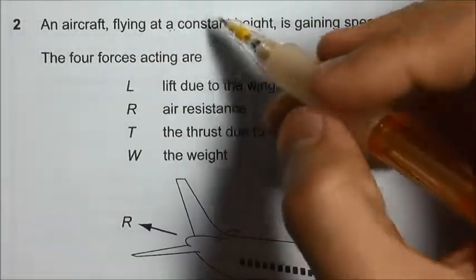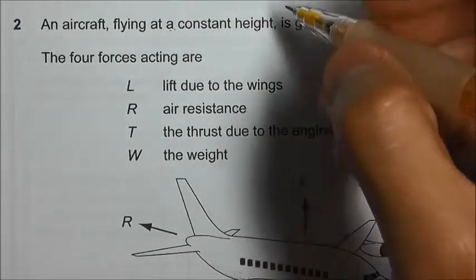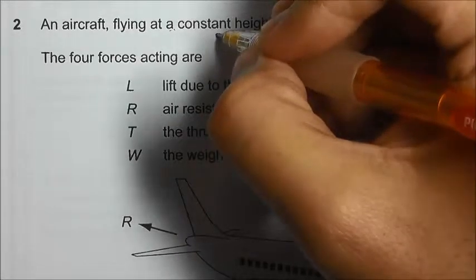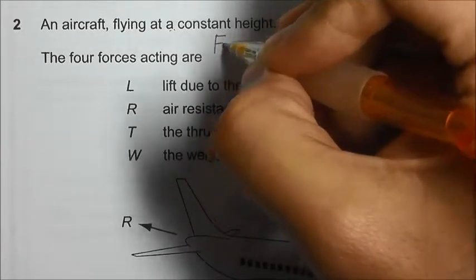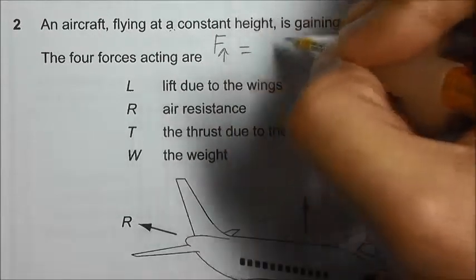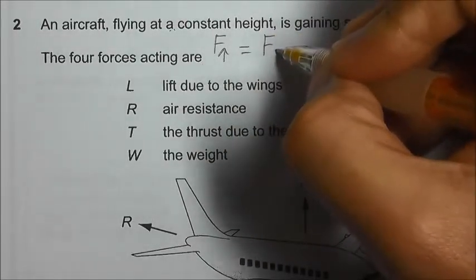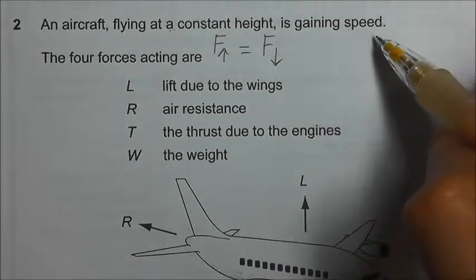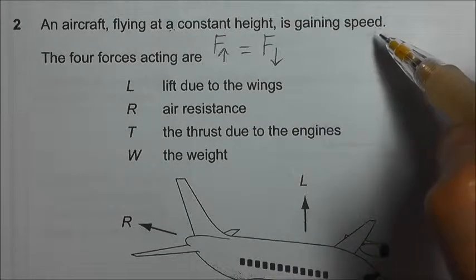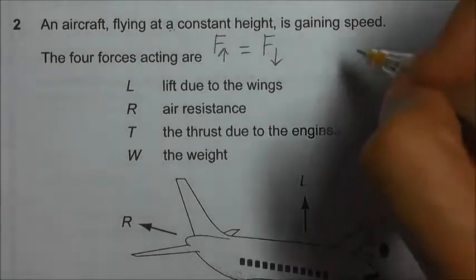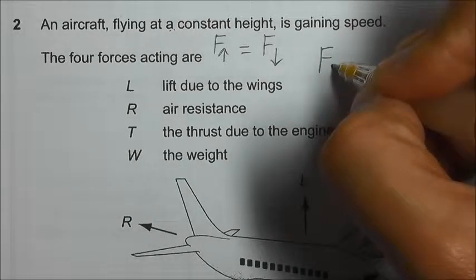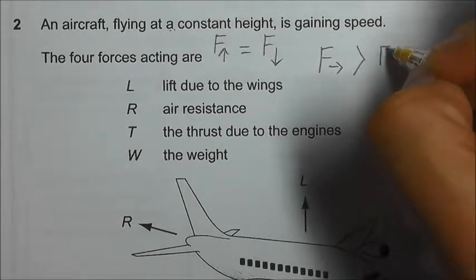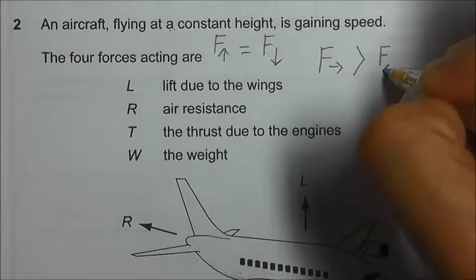An aircraft is flying at a constant height. Flying at a constant height means that the vertical resultant force is 0. So the upward force must be equal to the downward force. And the aircraft is gaining speed. Gaining speed means it's accelerating forward. So the forward force must be greater than the backward force.